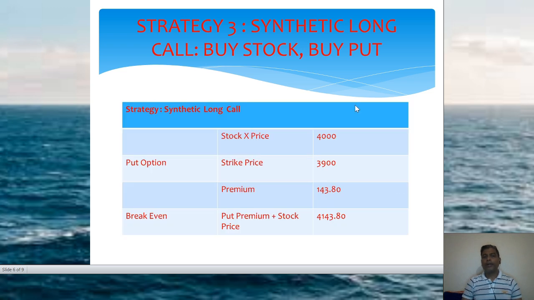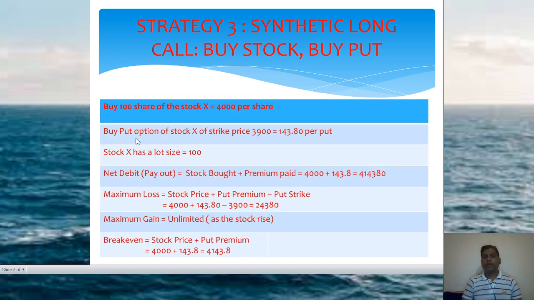Now, let us try to understand this with the help of this table. If the spot price of a stock X trades at 4,000 rupees and we buy the put option of strike price 3,900 at a premium of 143.80, then the break even in this particular situation would be stock price plus put premium. So that means it would be 4,143.80.